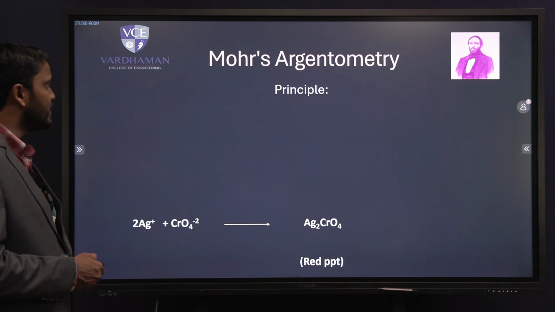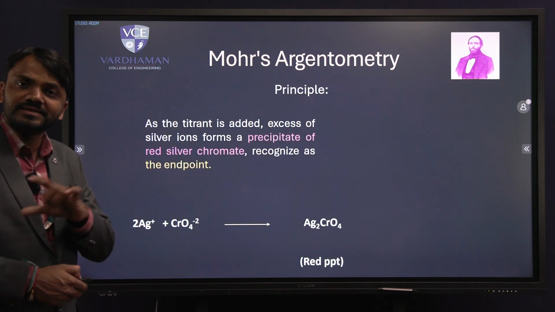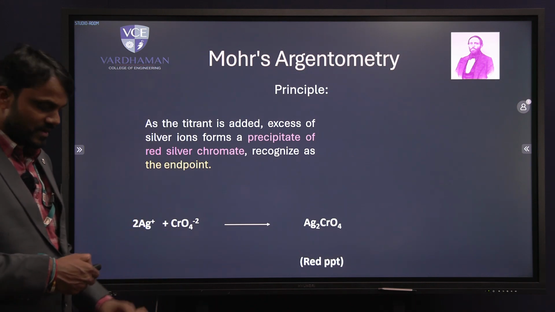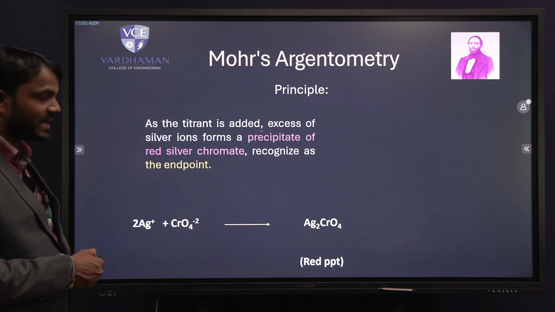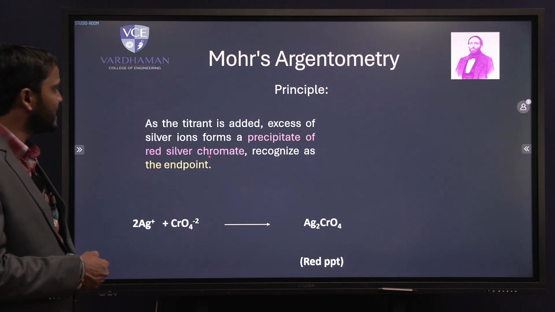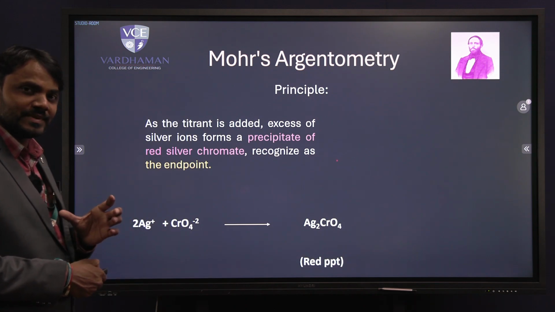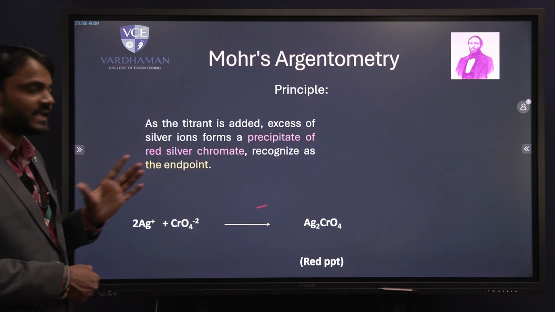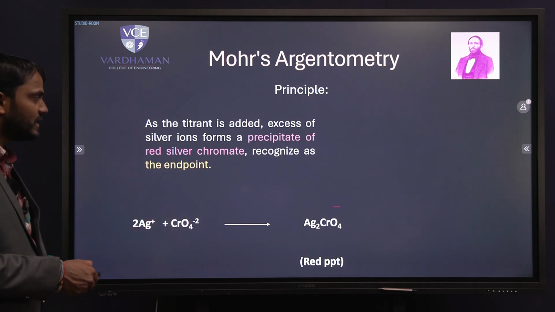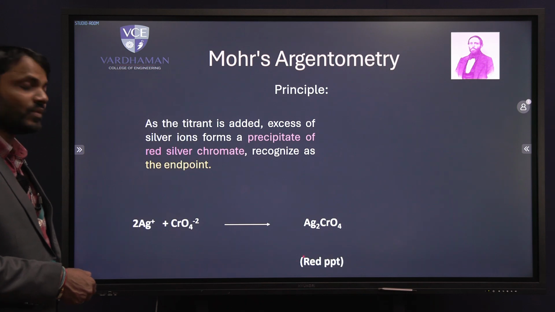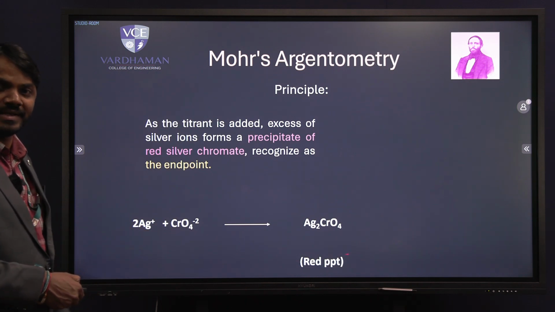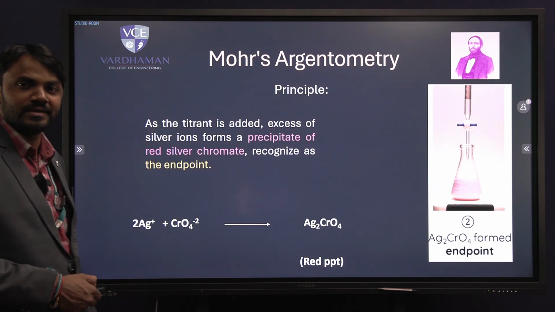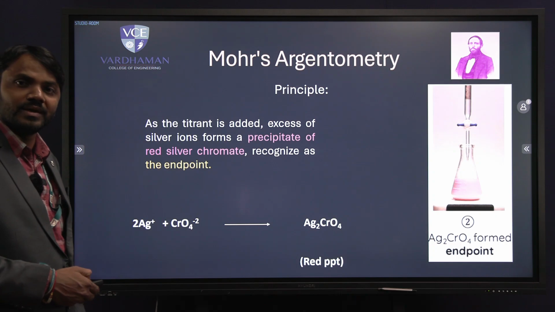Now suppose all the chloride ions are consumed from the water. What will happen? Potassium chromate is there, so chromate anions are there. As the titrant is added, excess silver ions form a precipitate of red silver chromate. So the white precipitate is due to the formation of AgCl. Once all the chloride is consumed, the Ag+ ions react with chromate ions and form silver chromate, observed in the conical flask as a red precipitate. This formation of red precipitate is considered the end point. The reaction is completed. This is the principle involved in Mohr argentometry.